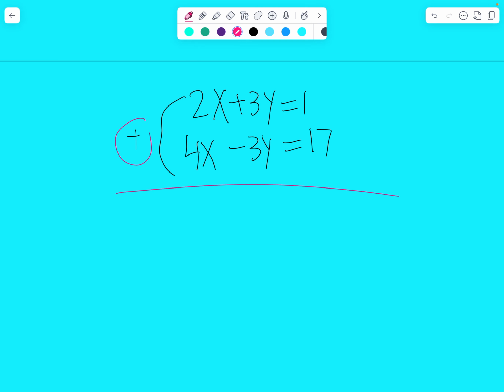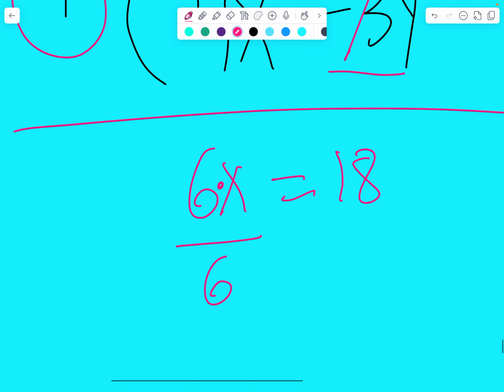Remember the invisible positive. So you have 2x plus 4x is 6x, but it only works if these y's or a pair of x's can cancel out. What's 3y minus 3y? 0. So I'm not even going to write it. So I have 6x is equal to 17 plus 1, which is 18. I want to know what x is, though. And remember, there's an invisible multiplication sign.